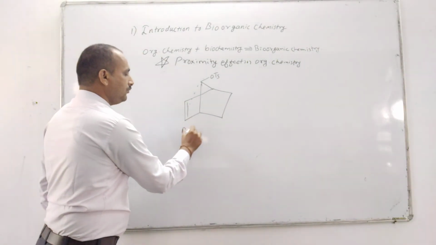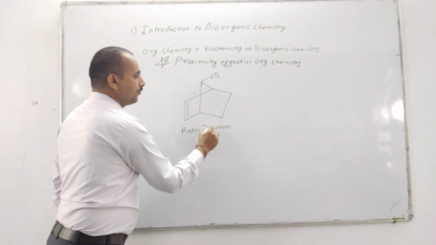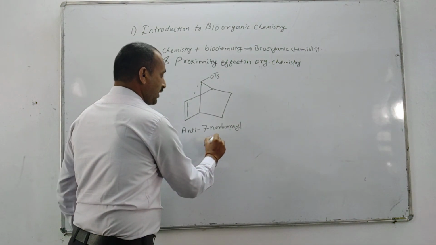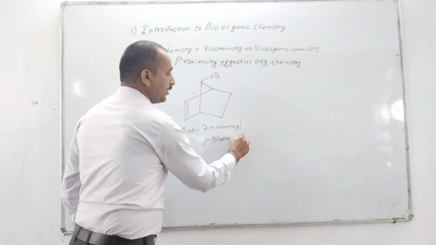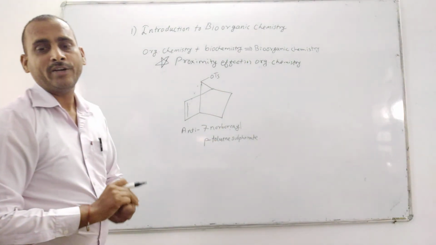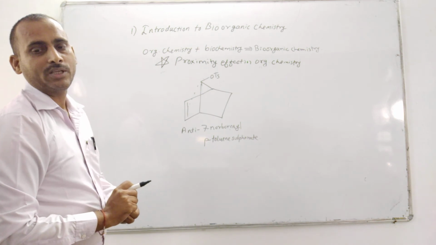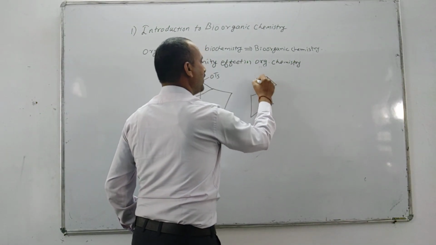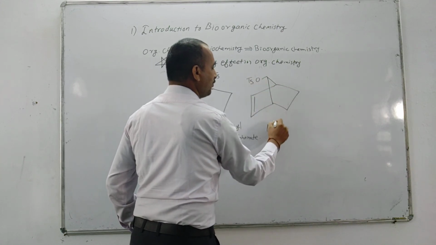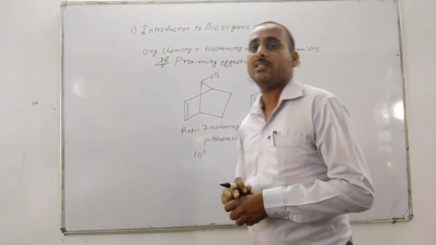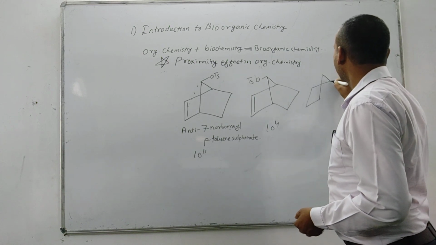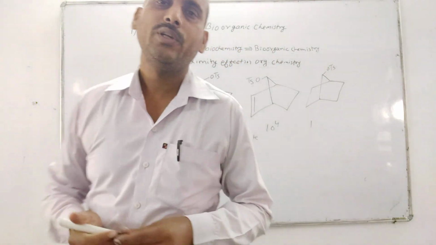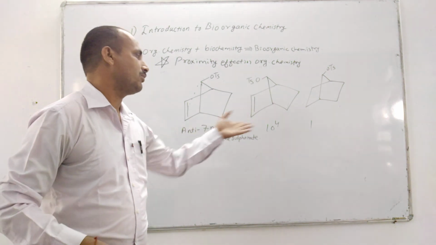Therefore, in anti 7-norbornyl paratoluene sulfonate, the hydrolysis of these reactions takes place 10 raised to 11 times faster than when the group is present on the same face, on the same side of the double bond. So there is 10 raised to 4 times this tosyl group undergoes hydrolysis, acetylation. And lastly, if there is OTs, no double bond, then the acetylation of this tosyl group takes place only one time, compared with the corresponding other cases.